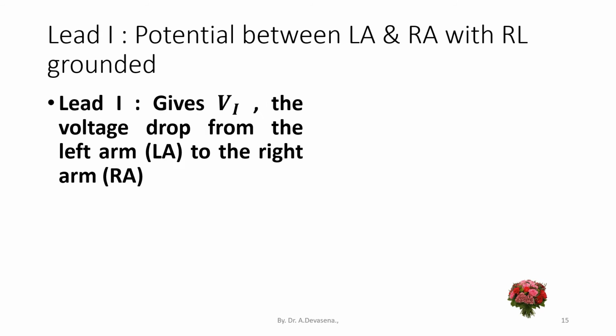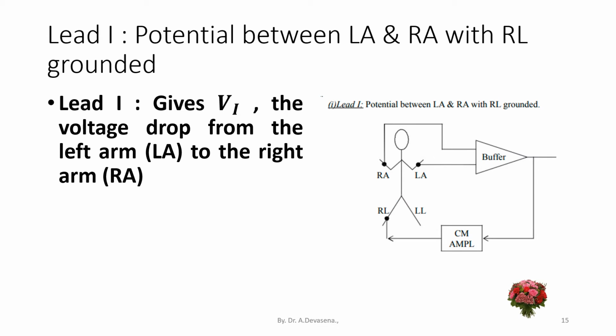Lead 1. Lead 1 gives voltage V1, that is the voltage drop from the left arm LA to the right arm RA. Here is a representation of lead 1. In that, the patient is connected by the right arm and left arm. The output of the right arm and left arm is connected to the buffer amplifier. The output of the buffer amplifier is connected to the CM amplifier. From there it is connected to the right leg. Generally, the right leg is grounded.